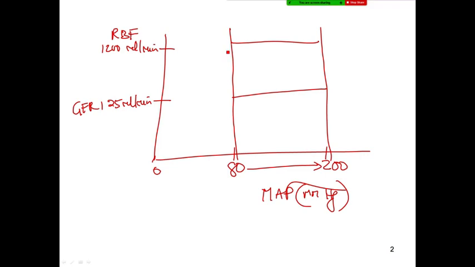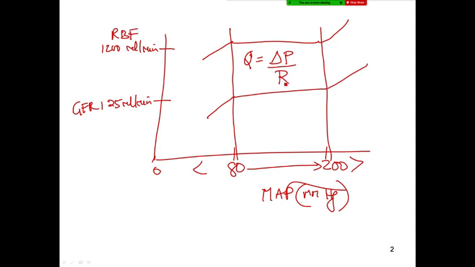So between this range. But below that, when the pressure falls below 80, that means there's less blood flow, that means GFR is also less. If the pressure goes above that, that means the blood pressure is high, blood flow is high, GFR also increases. So why between this range? It's because of autoregulation. To understand autoregulation, which is the equation I asked you to use? Blood flow equals change in pressure gradient over R. So Q is equal to delta P over R.